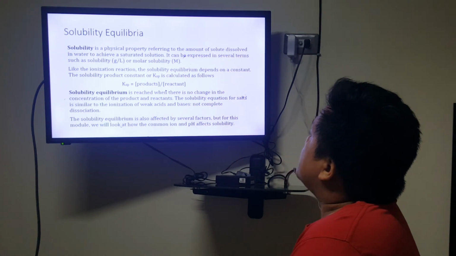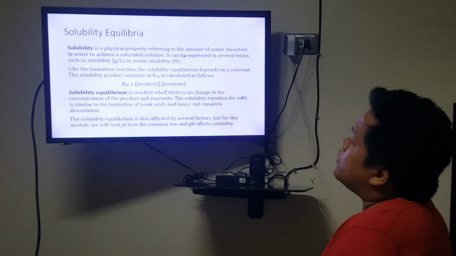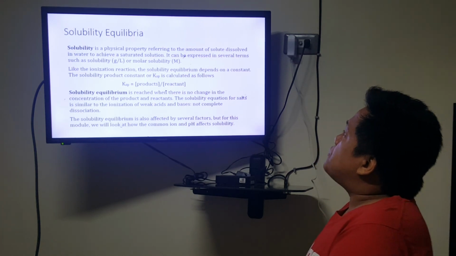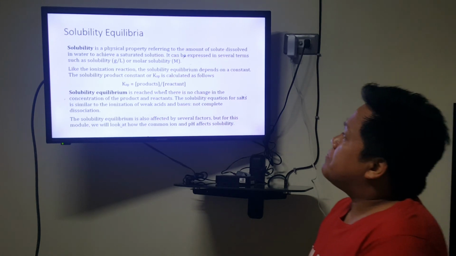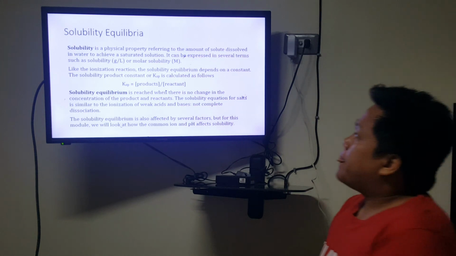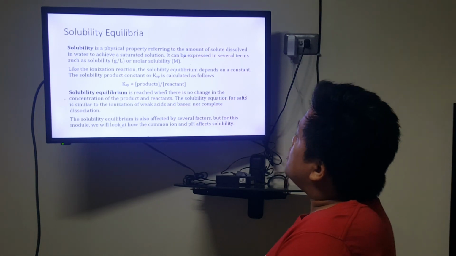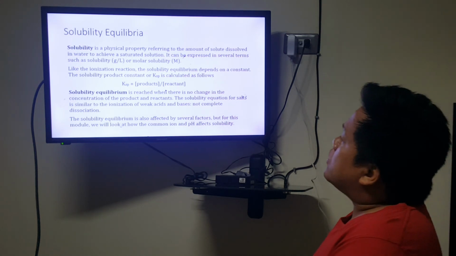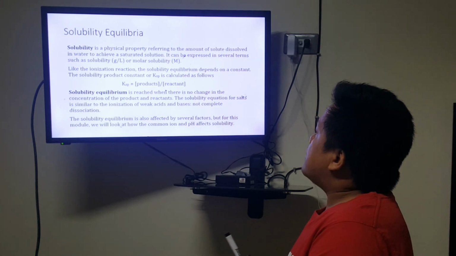Solubility equilibria. Solubility is a physical property referring to the amount of solute dissolved in water to achieve a saturated solution. It can be expressed in several terms, such as solubility in grams per liter or molar solubility, M. Like the ionization reaction, the solubility equilibrium depends on a constant. The solubility product constant, or Ksp, is calculated as follows.